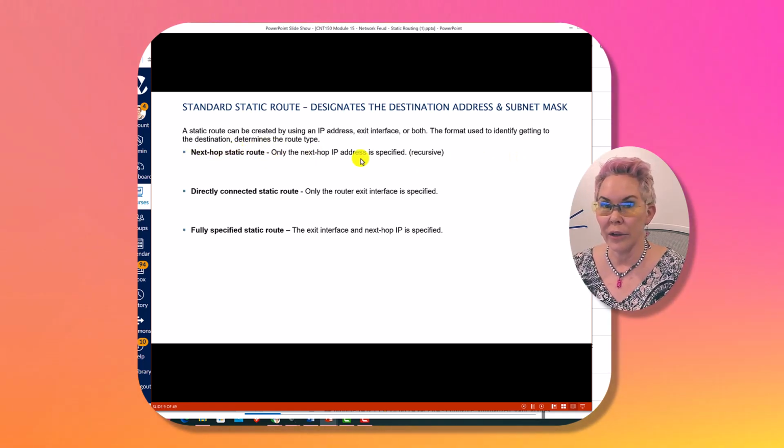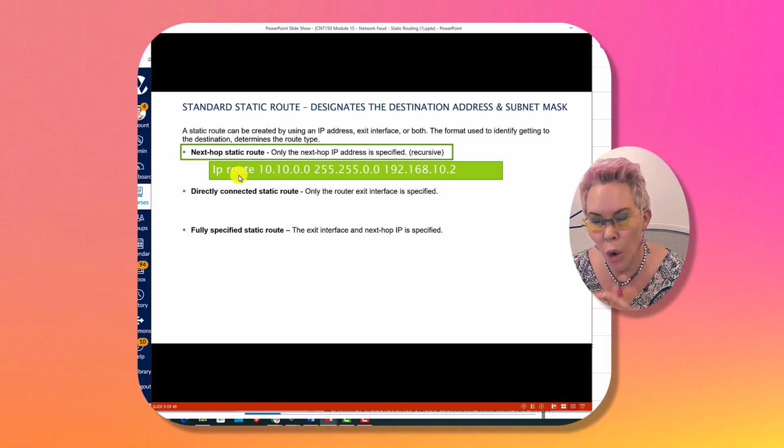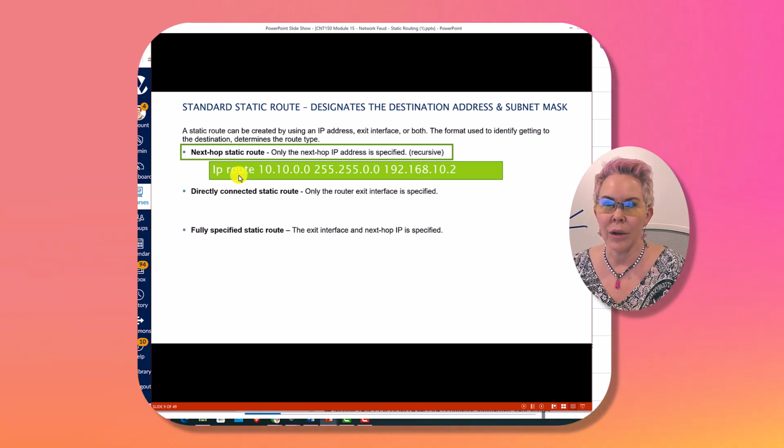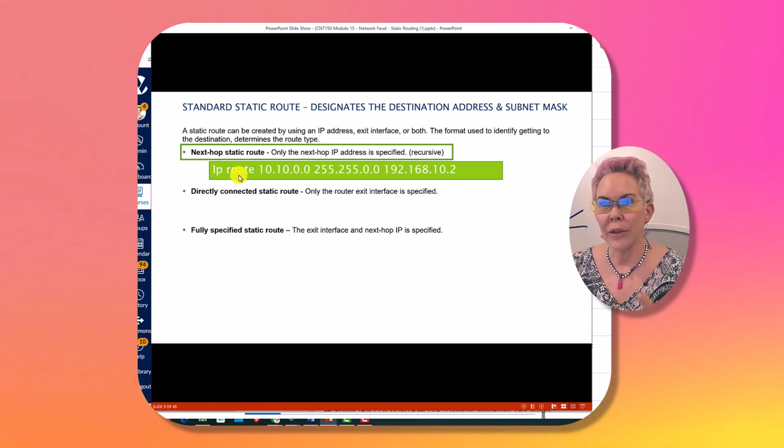Here is the next hop static route. Let's take a look at it. I would start out with IP route, and this is what I'm going to be putting in the router. The goal and the job of a static route is to get a packet to a destination. And you, as the network administrator, have to give these commands or directions to the router so the router knows how to do that.